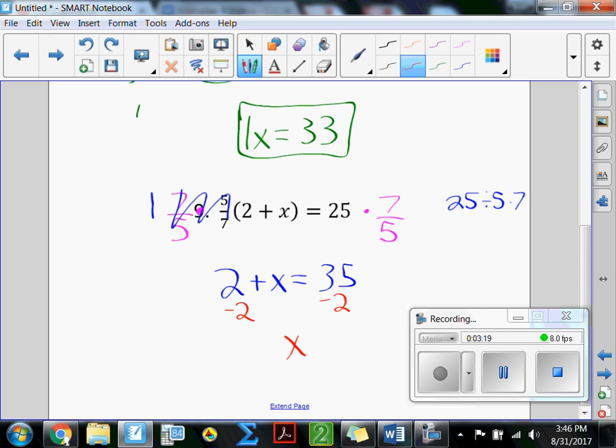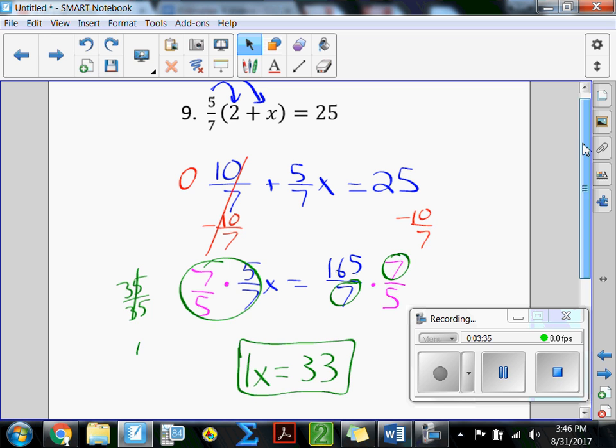So the second method lets me get rid of the fraction first. I can't always do that, or I can't always do that and have it work out as nicely, but because I just had a fraction times a parentheses in the beginning, it worked. But you could try that first method or the second method. You need to be good at one of them.